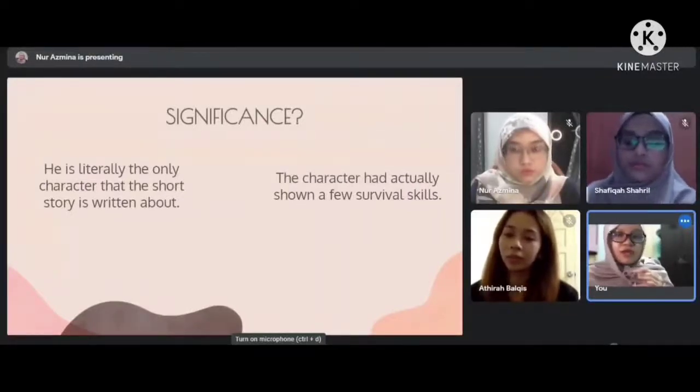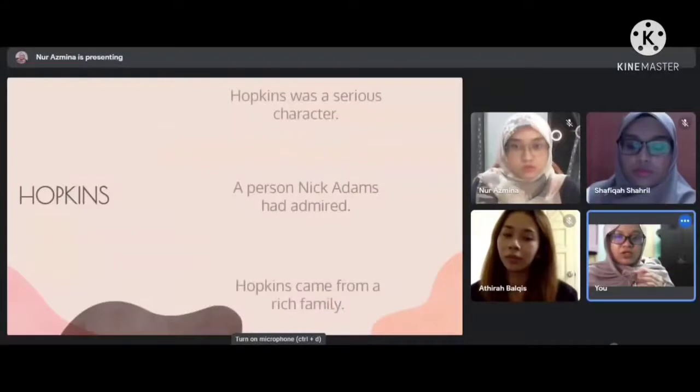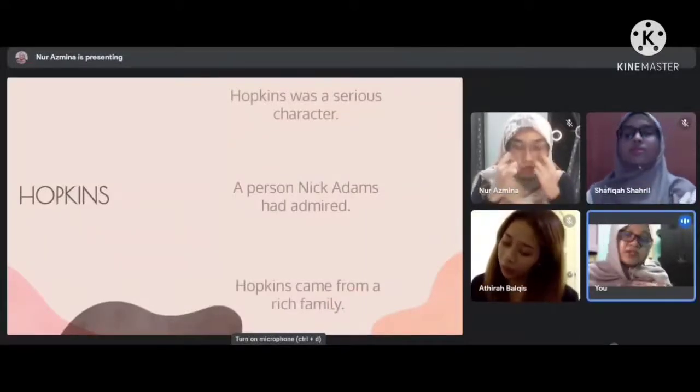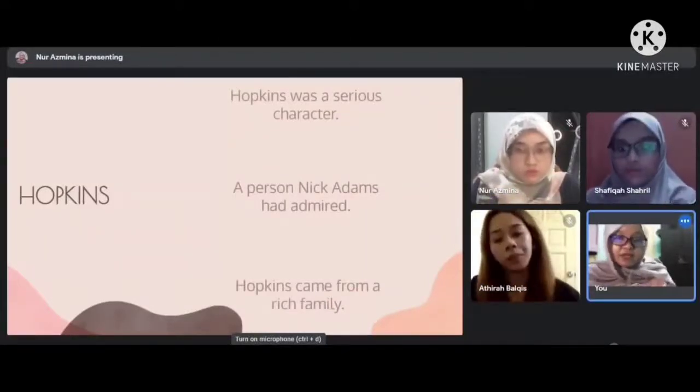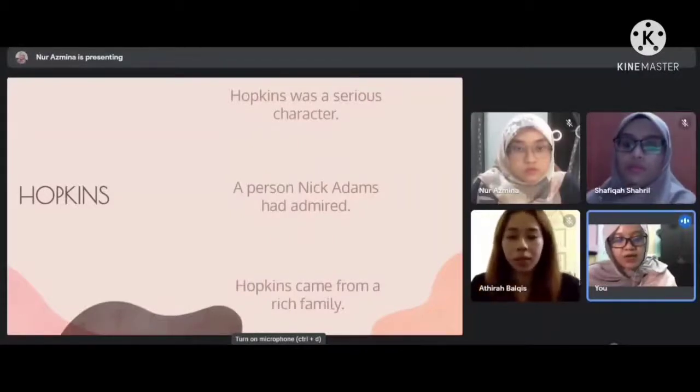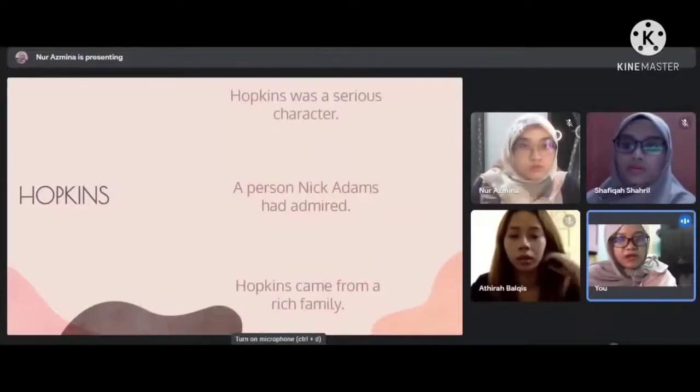Next, the second character. Okay, Hopkins. The second character that has been shown in this story is Hopkins. Hopkins is a person that Nick Adams had thought of in the middle of his coffee making. While he was making a cup of coffee, he had thought of the way Hopkins has made his coffee.